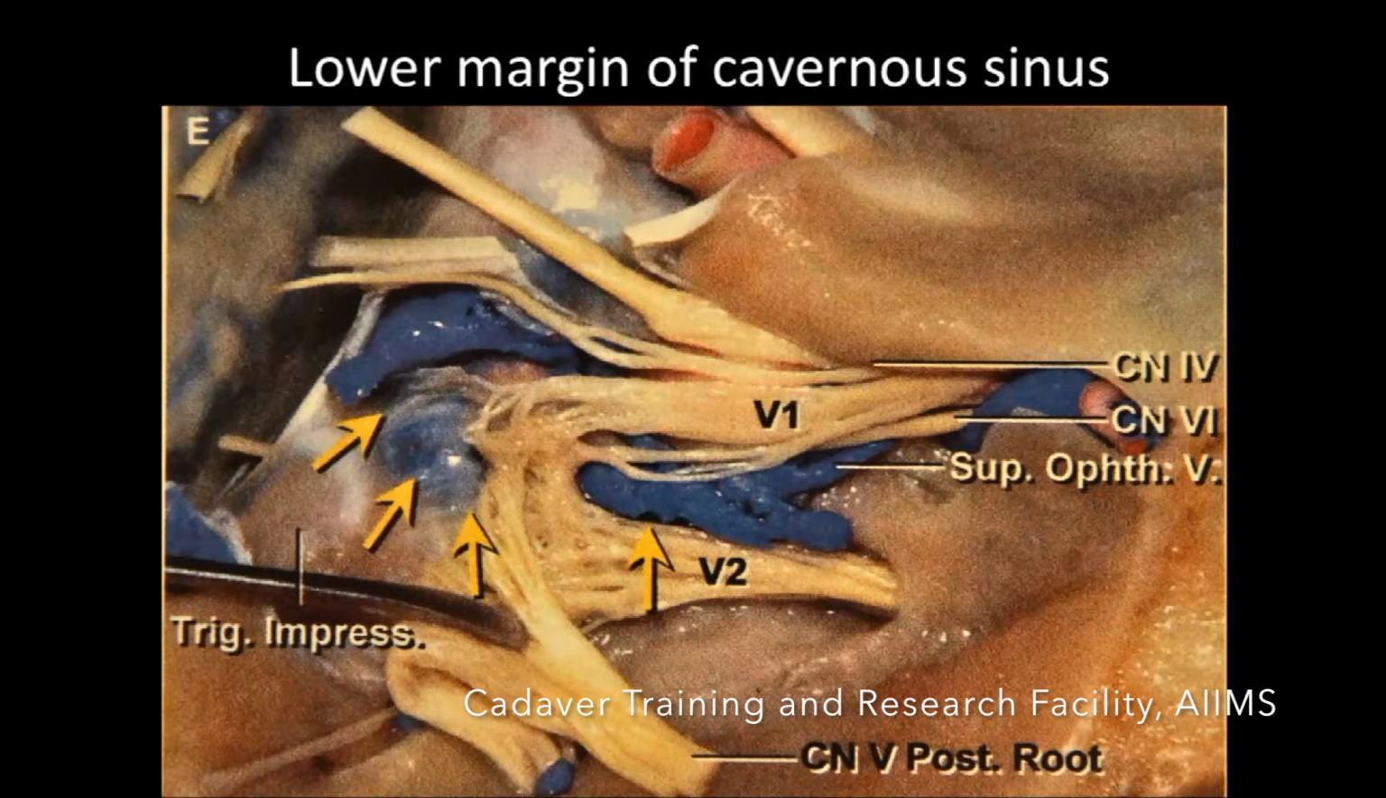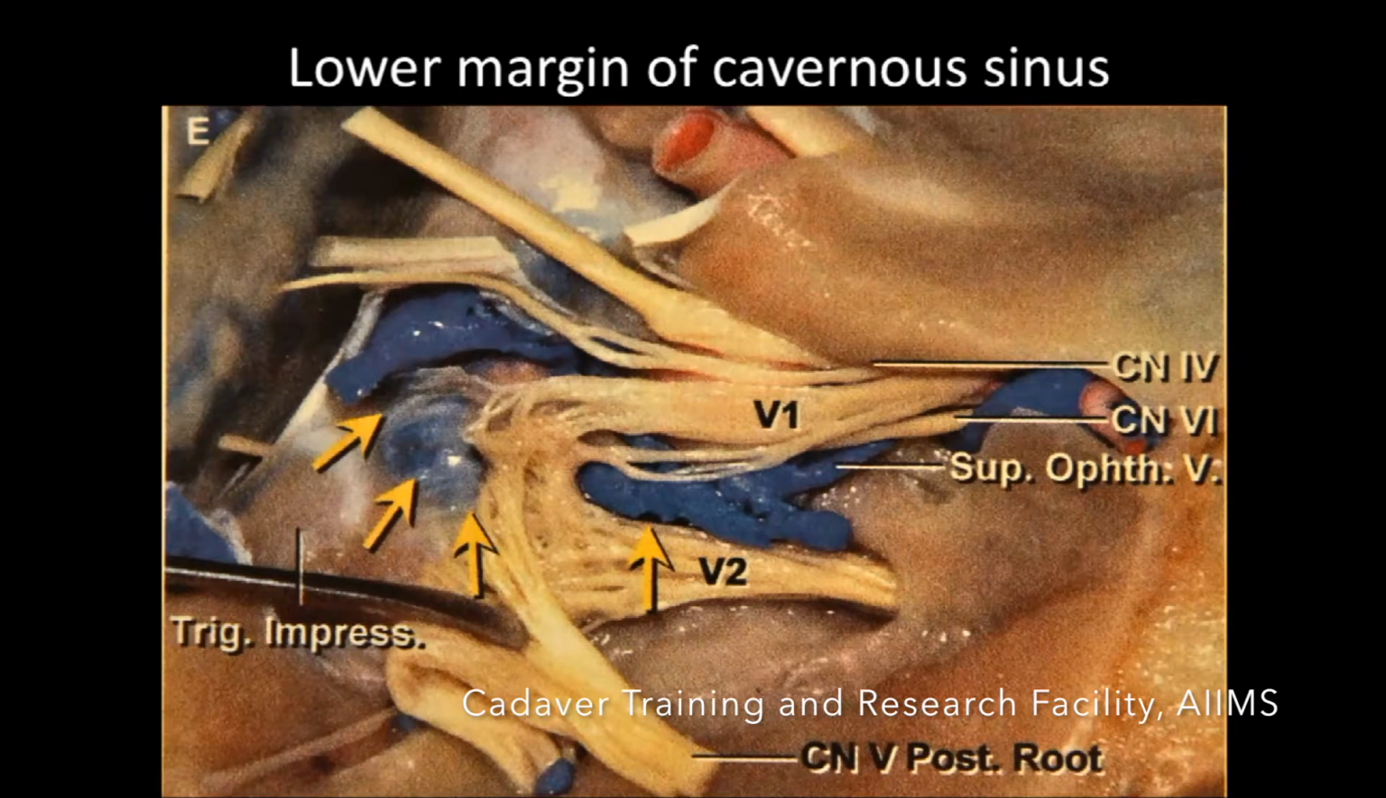So in the Meckel's cave, at the junction of the upper one-third and middle one-third, the cavernous sinus extends only till the upper third of the Meckel's cave. Only the first division of the trigeminal nerve is in the cavernous sinus. The second division is outside the cavernous sinus. It's not inside the cavernous sinus. So all tumors which arise in the Meckel's cave are not cavernous sinus tumors actually.